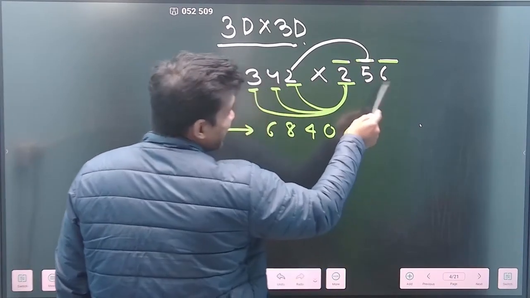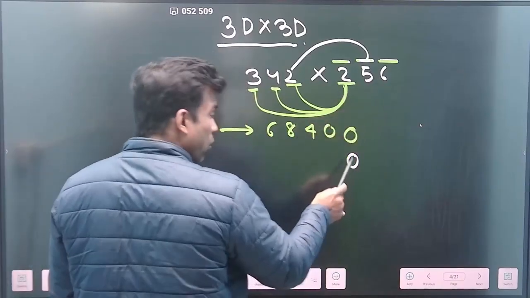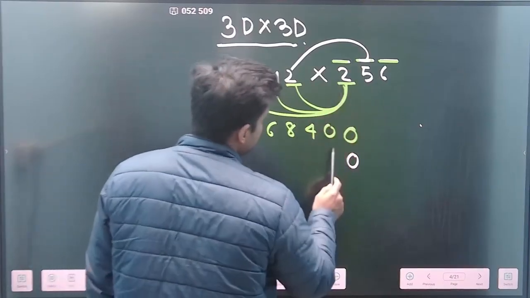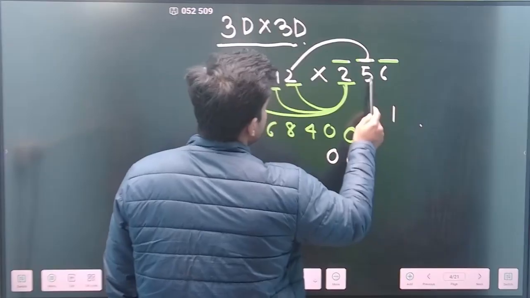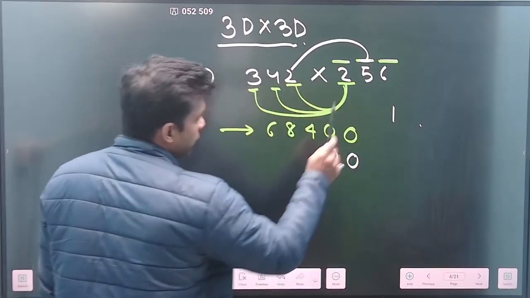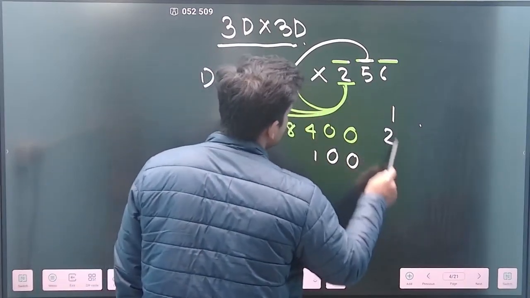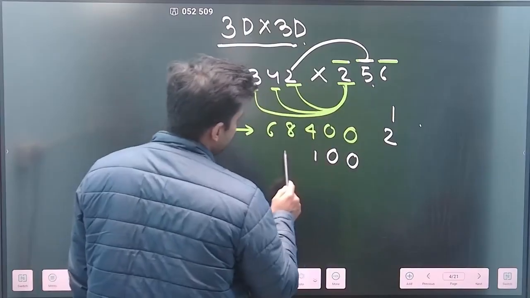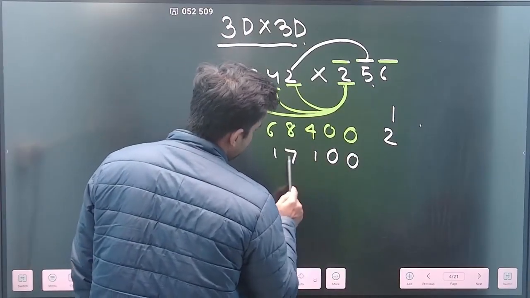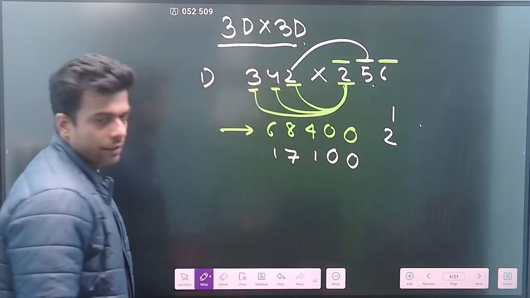Why? Because the tens digit is this, so I already put 0 here. 5 2s are 10, 0. Carry 1. 5 4s are 20 and 21. 1. Carry 2. 5 3s are 15, 16, 17. Write down 17 over here. I hope this is also clear to all of you. Correct?